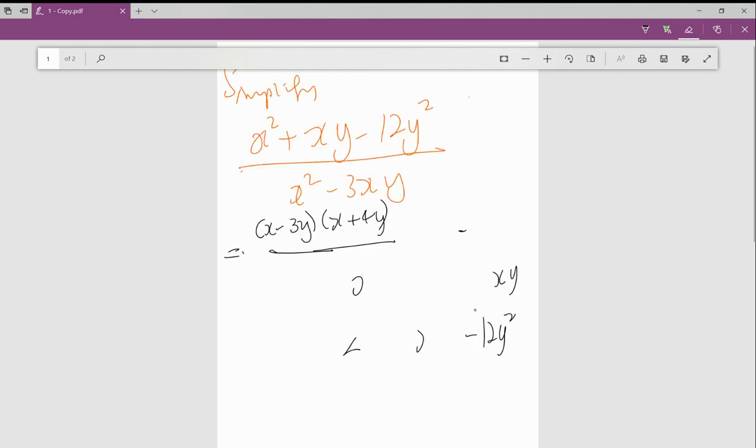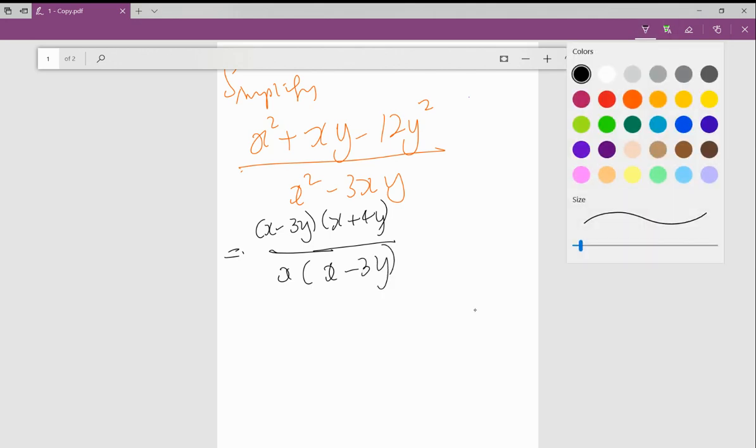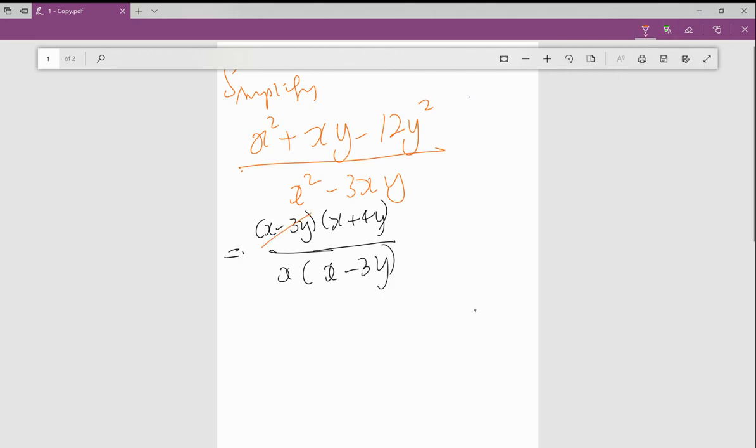I'm going to erase this away since I've already factorized. And then the denominator, I can factorize x out. I'm left with x minus 3y. You see, I get the common factor again. I'll cancel this off. And then the final answer is x plus 4y over x. Okay, this covers the fourth type of question, and you should be able to do question 3 right now.